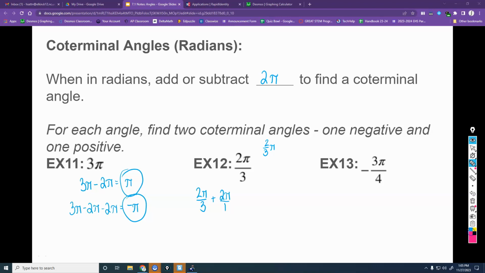So if I need common denominators here, I need to multiply the denominator of this fraction by 3. That means I got to multiply the top of that fraction by 3. Okay? So that is going to be the same as doing 2 pi over 3 plus 6 pi over 3. 6 pi over 3 is 2 pi, because if we reduce 6 over 3, it just gives us 2, right?